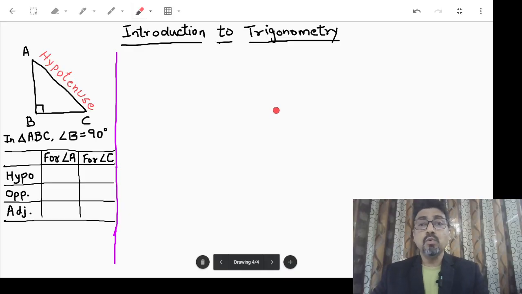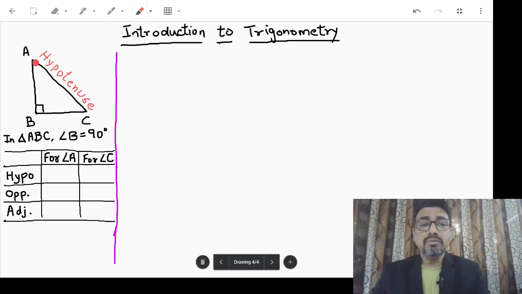In the last video we got introduced to the concept of trigonometry, which is the study of measures of the three sides of a triangle. And in our case, we study only right-angled triangles. So here we have a right-angled triangle ABC, which is right-angled at vertex B. That is, angle B is 90 degrees.